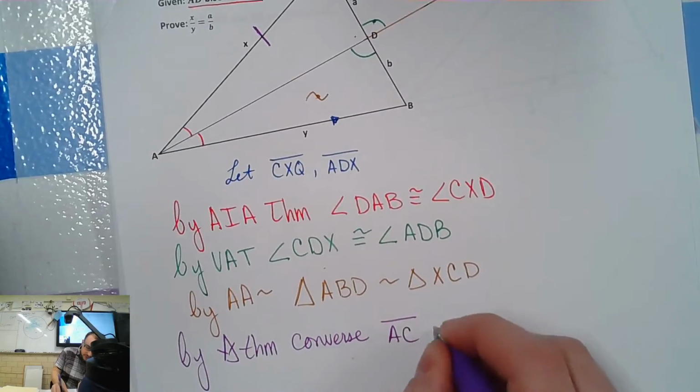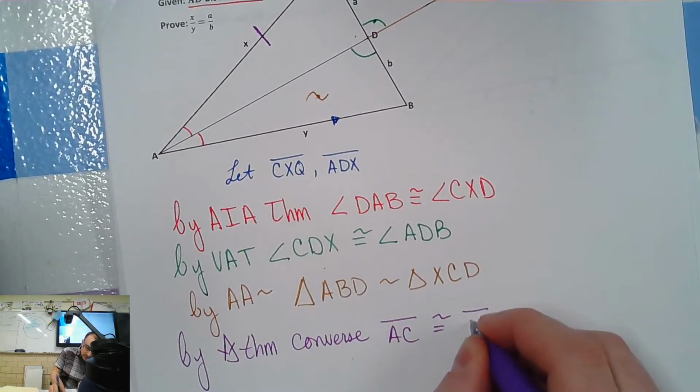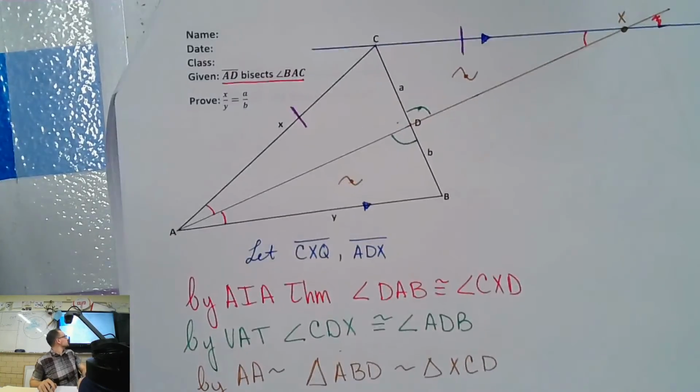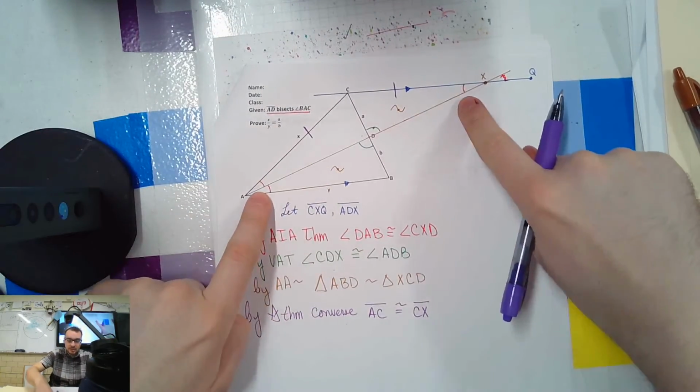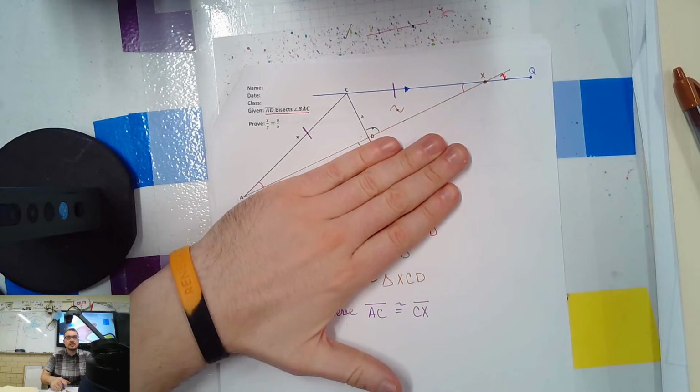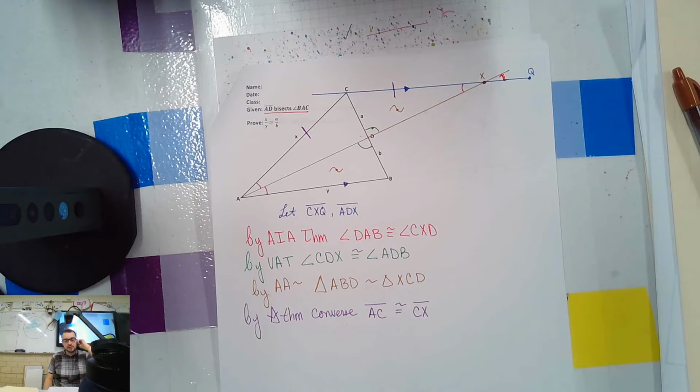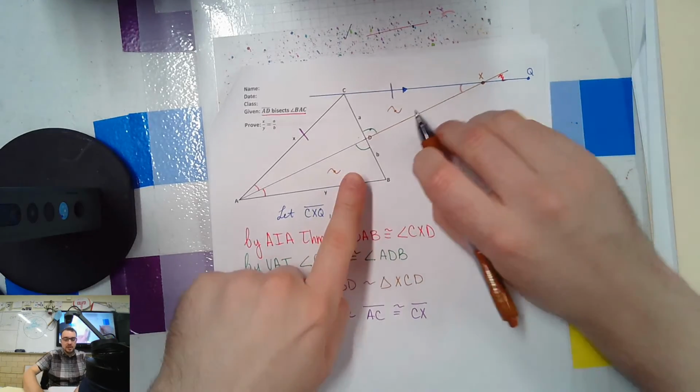AC is congruent to CX. That's these two sides, here and here, because the angles are the same. So that big triangle is isosceles, right? If we have the angles and get the sides, it's the isosceles triangle theorem converse. Good. So now I'm going to do CSP with those triangles here and here.